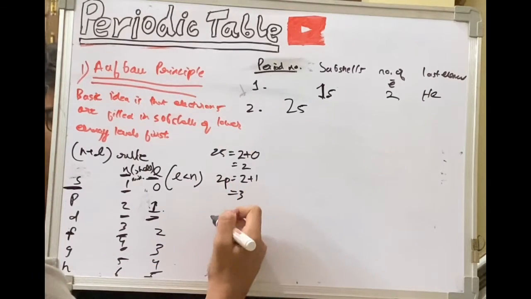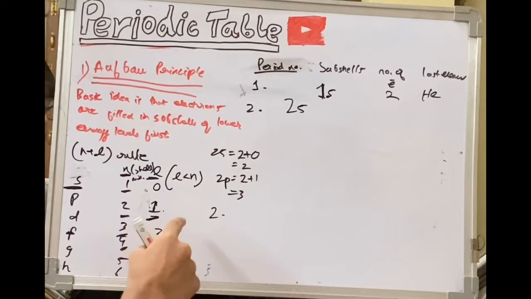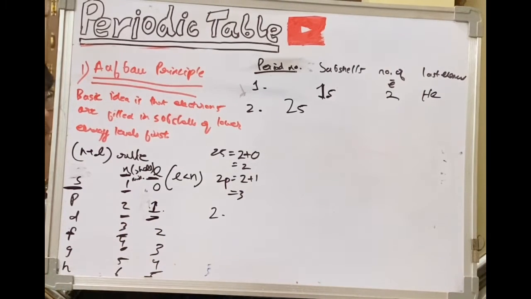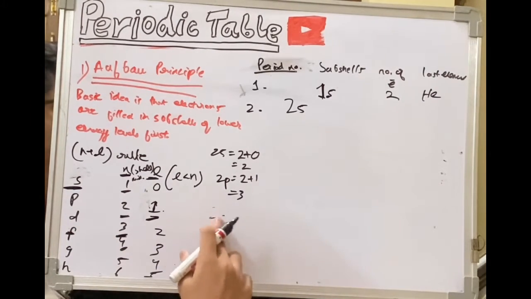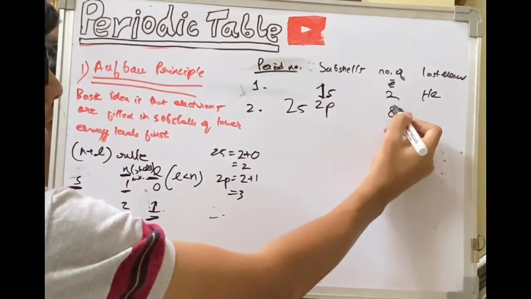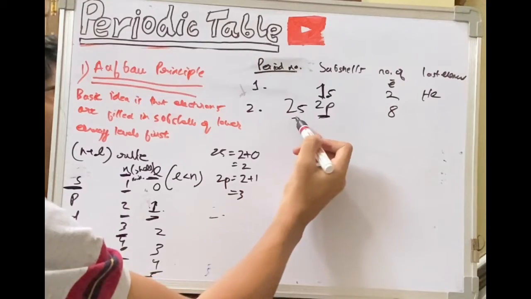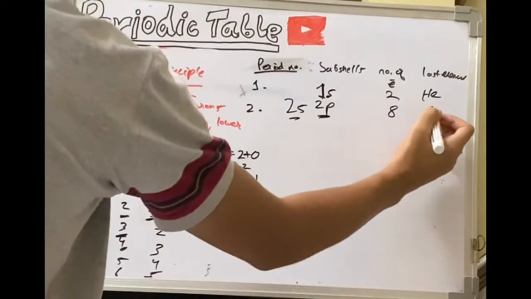Now let's write it for 2d also. No, 2d can't come, see, because the minimum requirement is 3. It can only come in the third shell or after that. So it will be only 2s, 2p, and maximum electrons will be 8, 6 from here and 2 from here. Okay, this appears to be easy, right?